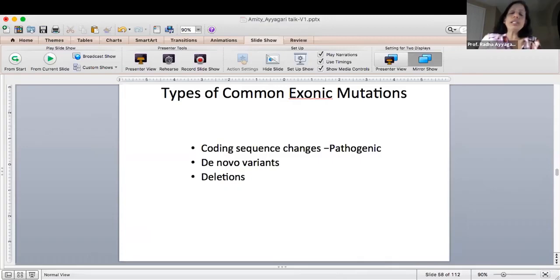So the types of common mutations we find are coding sequence mutations, de novo variants, and deletions. These are all common, and we can find them. That's not a major challenge.